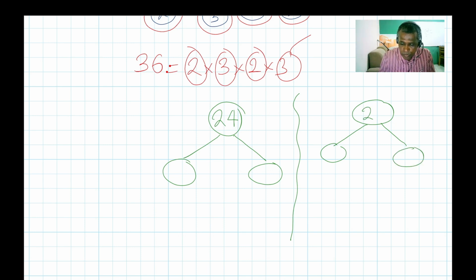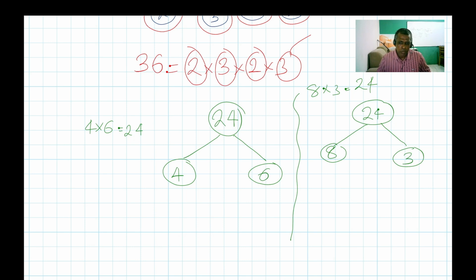Here also 24. I can find 24 as 4 times 6. Here I am doing it as 8 times 3. It's also the same. Here 4 times 6 also. 4 times 6 is 24. 8 times 3 is also 24. Both are getting 24.